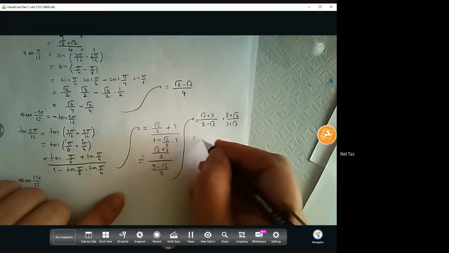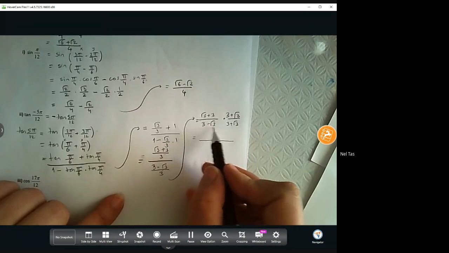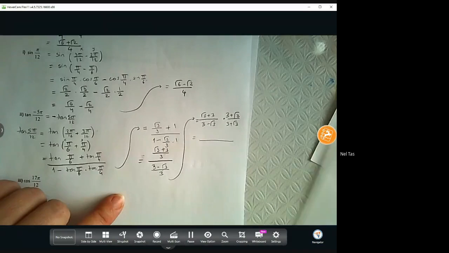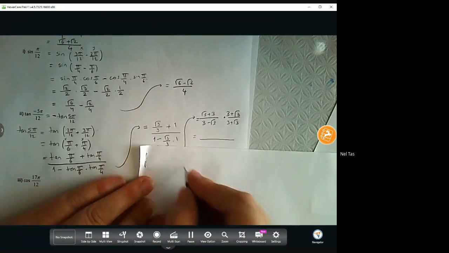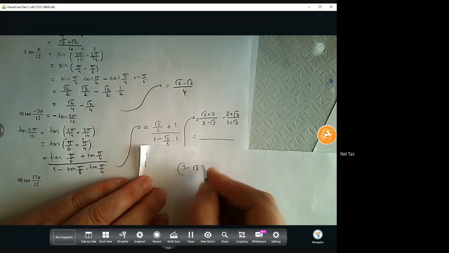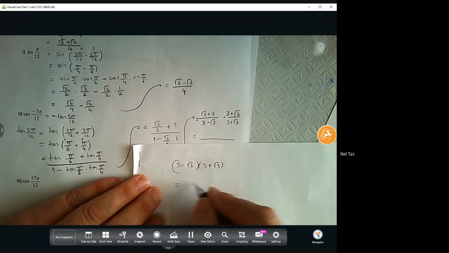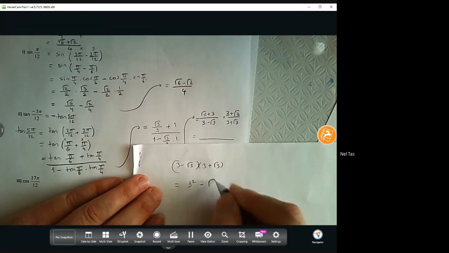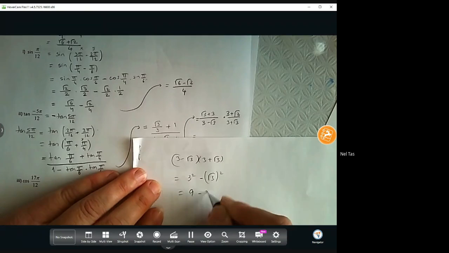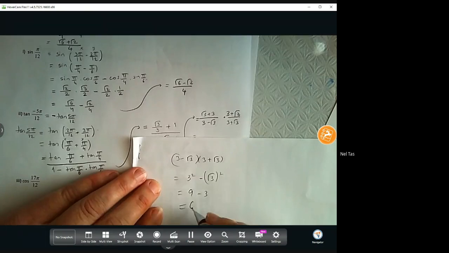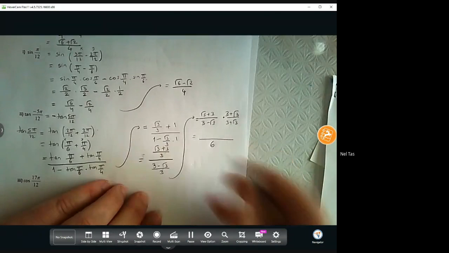Okay, having said that, let's look at the denominator then. First, you have 3 minus root 3 times 3 plus root 3. So this will give you 3 squared minus root 3 squared, which is 9 minus 3, which is 6. Okay, so now you have 6 here.